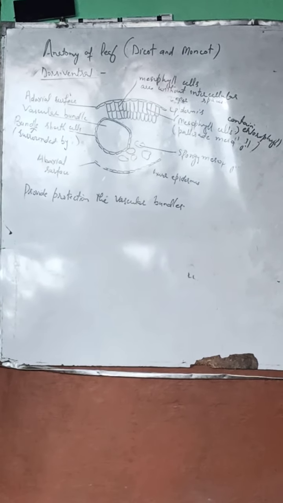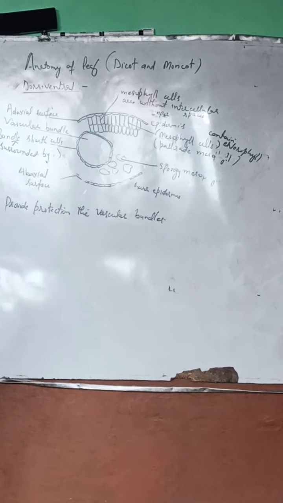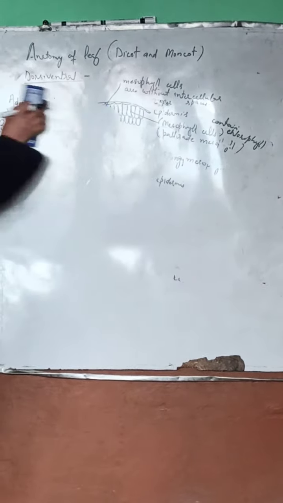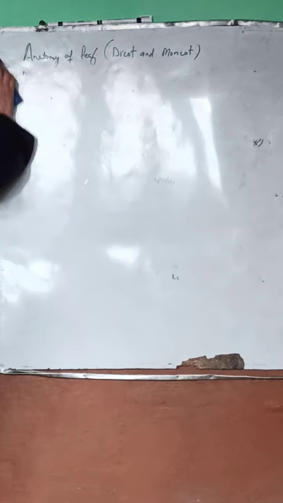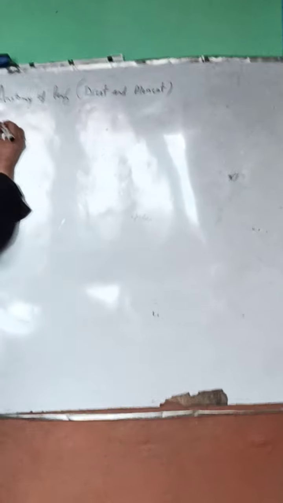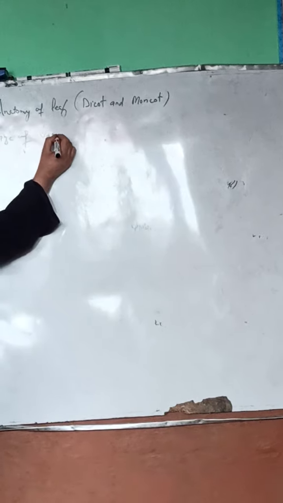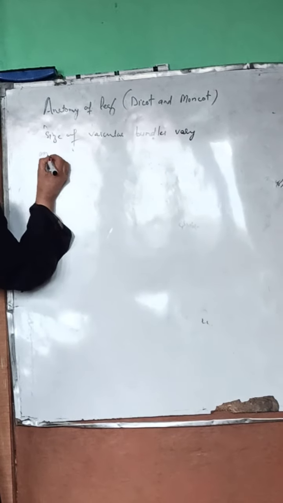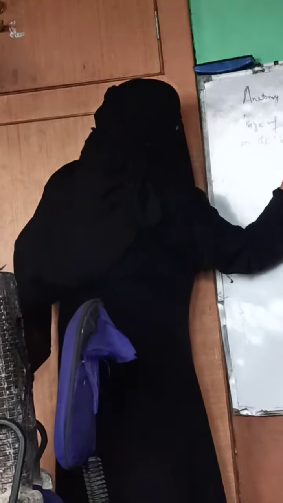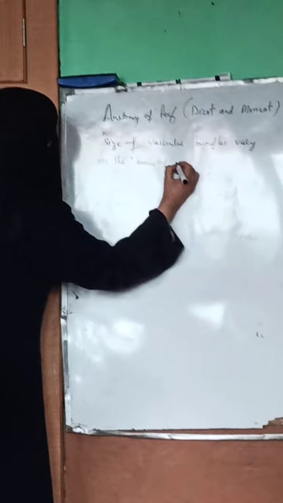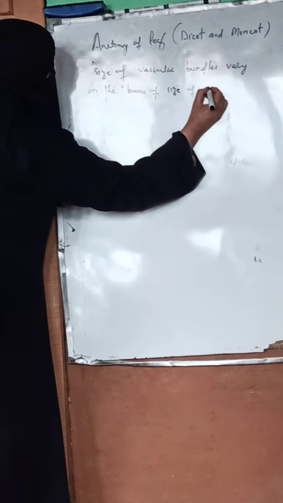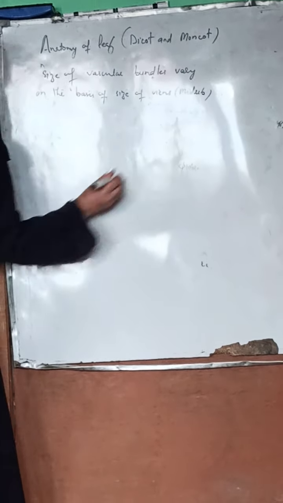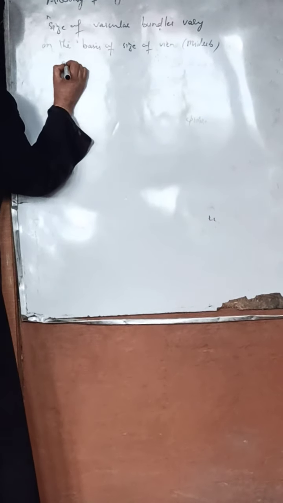Vascular bundles in dicot leaves vary on the basis of size of veins or veinlets. For example, the size of vascular bundles varies on the basis of size of the midrib and veinlets.